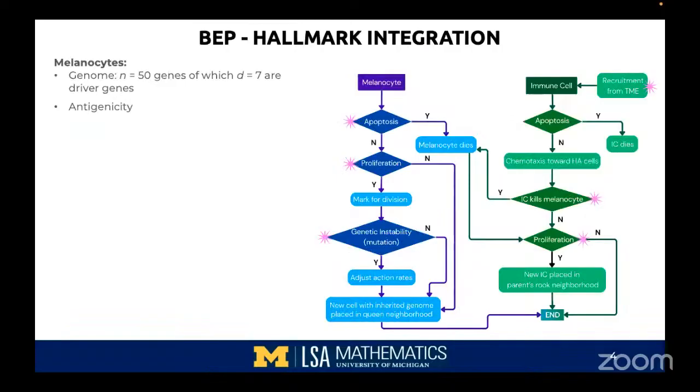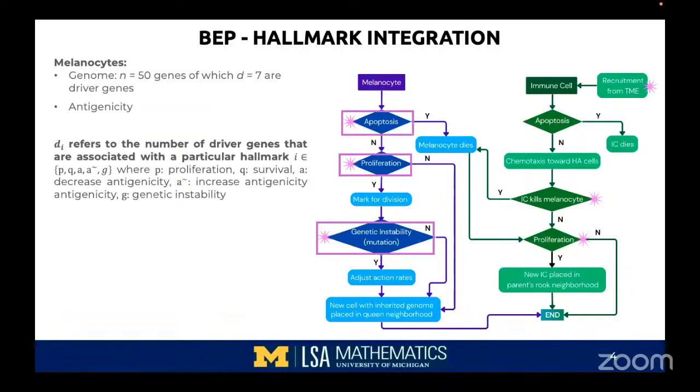And then we built an agent-based model to put them in. Our model has 2 agents, melanocytes, which are just the normal melanocyte cells. They have a genome associated with them with 50 genes, of which D equals 7 are the driver genes that we just mentioned. They also have an antigenicity, and they are stationary when we focus on modeling superficially spreading melanoma. Also, melanocytes are considered tumor cells once they acquire a driver gene mutation. So in our initiation phase, we have 9 normal melanocytes and then 1 jackpot cell that has that BRAF mutation.